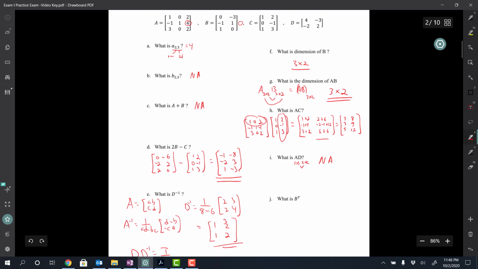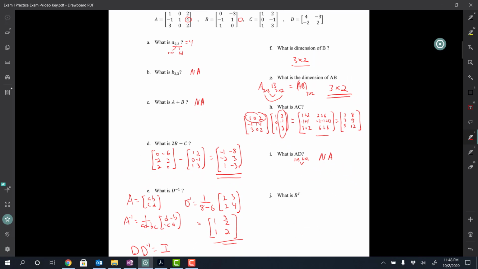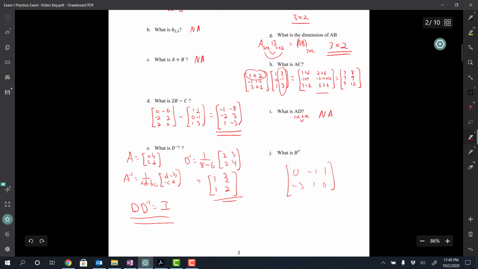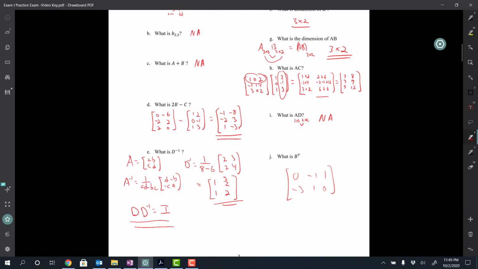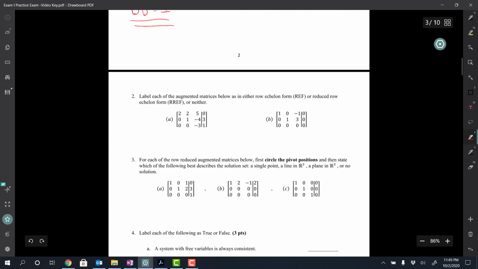Next, I have B transpose. The transpose of a matrix is what happens when I switch the rows and columns. So I'm going to take the first column of B and turn it into the first row, and the second column of B and turn it into the second row of B transpose. So that would be my matrix B transpose. All right, that wraps up page 1.